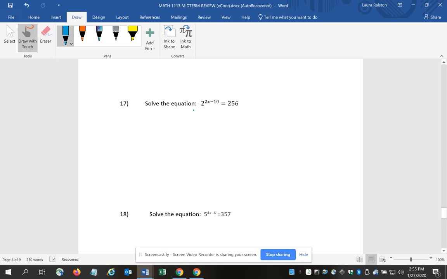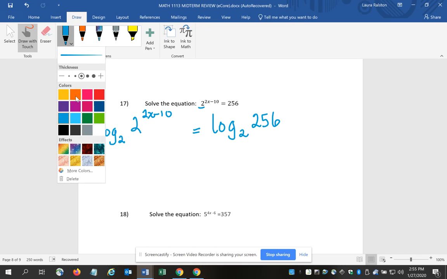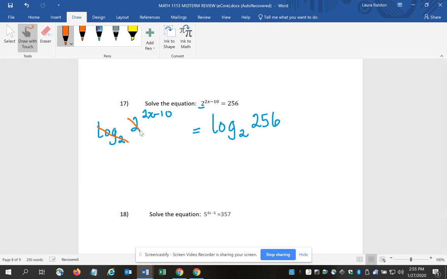is, since I have a base of 2 on the left, I'm going to do log base 2 of 2 to the x minus 10 equals log base 2 of 256. Okay, log base 2 and exponential base 2, they're inverses, just like addition and subtraction. So that leaves me with 2x minus 10 on the left.